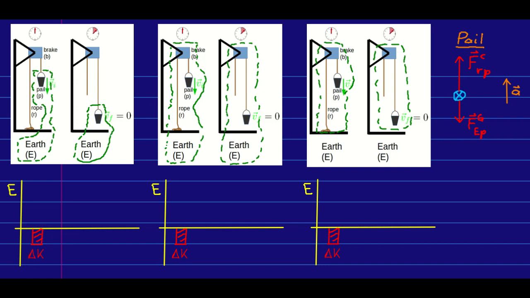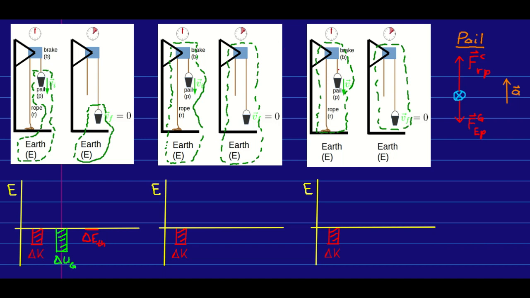Now, the first choice is to include the pail and the Earth in my system. Note that the pail goes down. And so we know the gravitational potential energy is decreasing, and so the change in gravitational potential energy is negative. And that should be everything for the energy in my system. The only other possibility here is a thermal energy. We know that's in the break and the rope, and those are excluded from the system. But now look at the work done, because we can see that the change in system energy must be negative.